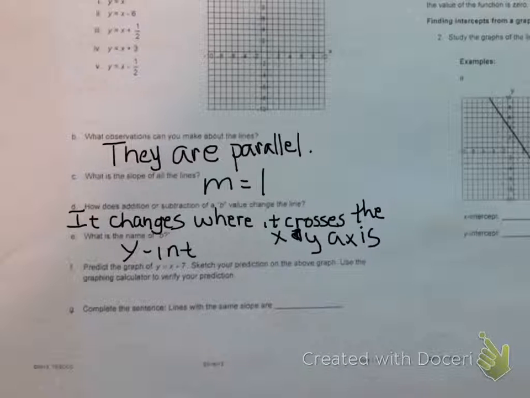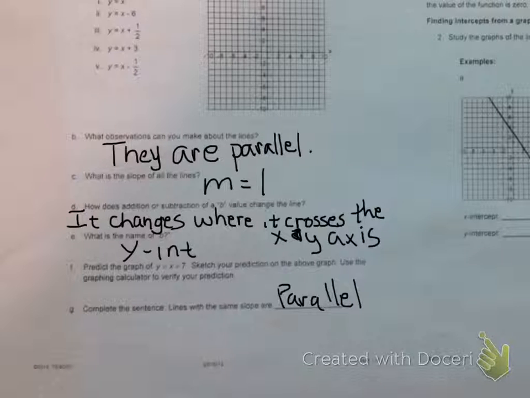Predict the graph of y equals x plus 7. Sketch it above. And go ahead and pause it, use your calculator, and see if you were right. Complete the sentence. Lines with the same slope are parallel.